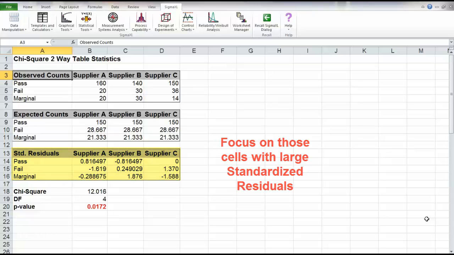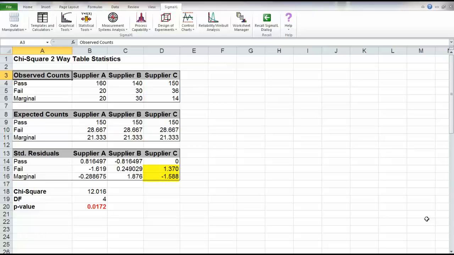In this case, for supplier C, we have 2 large numbers. For supplier B, we also have 2 large numbers. And supplier A, we also have 2 large numbers. Therefore, those are the cells we're going to concentrate on as we walk through our table. Let's start with supplier A.